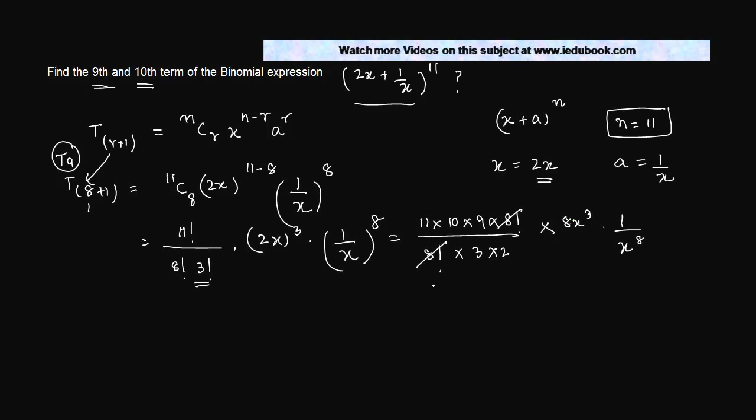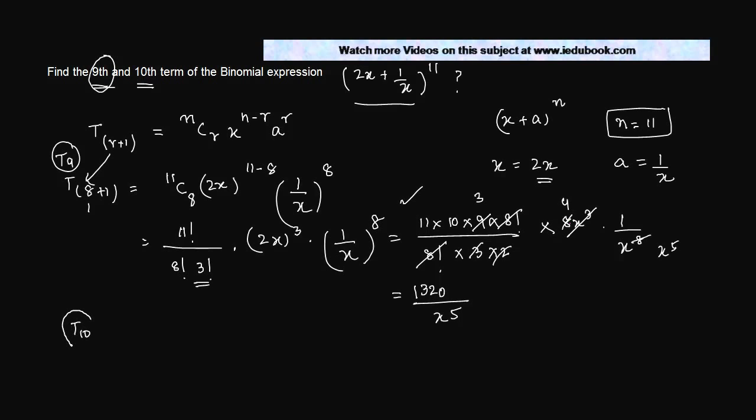This will cancel out this. This 2 will cancel out this 8 to give 4. This 3 will cancel out this 9 to give 3. So 3 times 10 is 30. 30 times 4 is 120. 120 into 11 is 1320. Now this x cube will cancel out with this, so this will become x to the power 5. So basically 1320 divided by x to the power 5. So this is going to be the 9th term of this expansion.